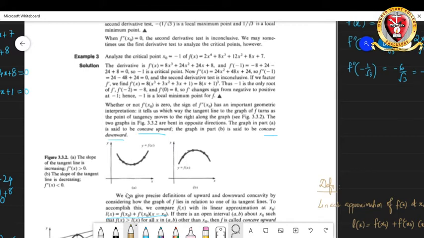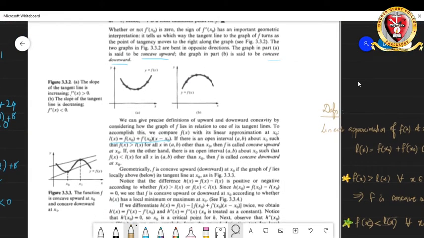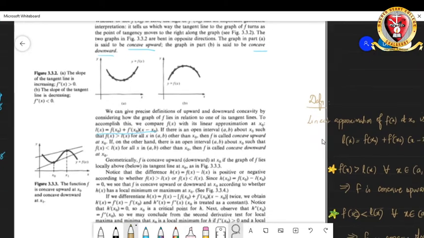So you can see in the first figure here that the function drawn is concave upward. The shape, you might have heard about concave lenses, convex lenses, like that. Here this is called concave up, and this is called concave down. The first is concave upward and the second is concave downward.